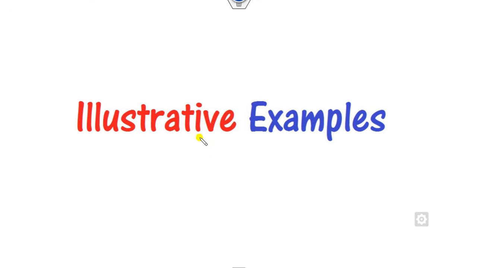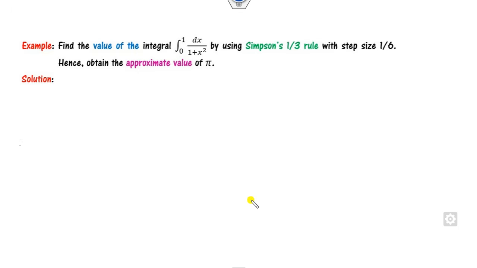I will explain with the help of 12 examples so that you can learn it simply. So look at this one. Find the value of this by using the Simpson 1/3 rule. Step size is 1/6, h is 1/6. Fine, which is given here.